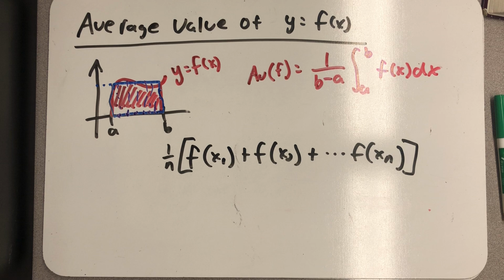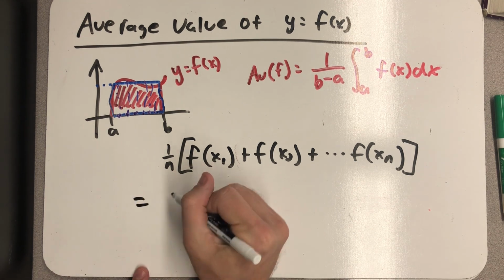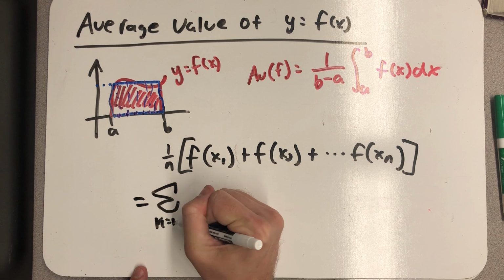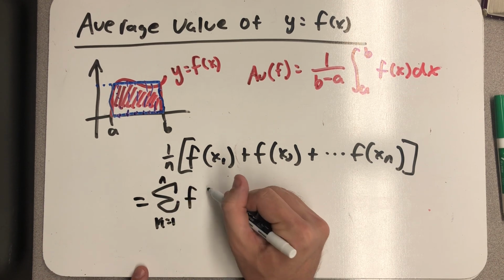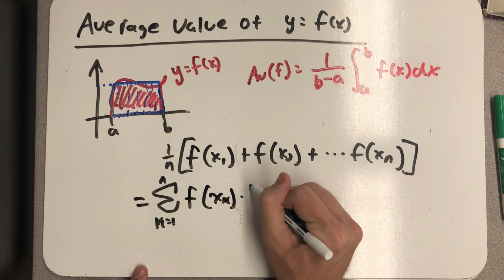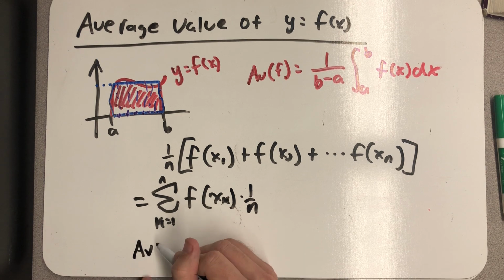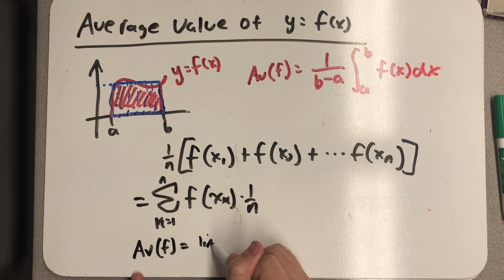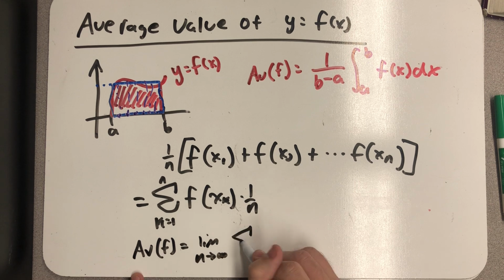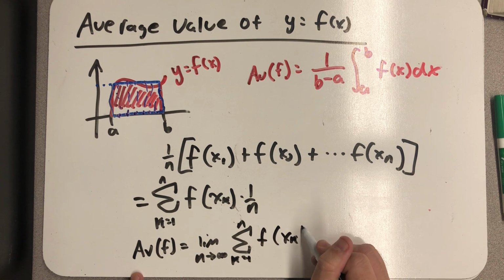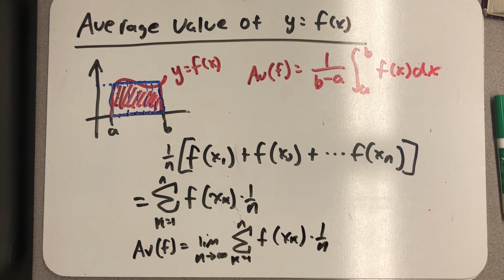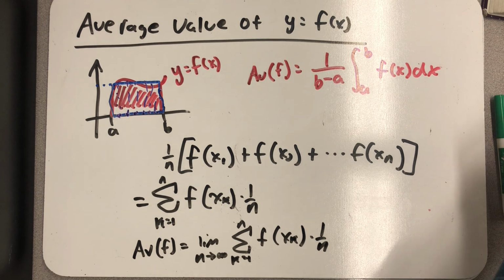And of course, if I take more and more y values in there, I get a better and better estimate for the true average value. Well, this is a sum from 1 to n of f of x sub k times 1 over n. And that would approximate the average value. But it should tend towards the actual average value if I take a limit as n approaches infinity. And this is starting to look an awful lot like a Riemann sum. It's not quite a Riemann sum yet because it doesn't have a delta x in it. So I want to figure out how to get a delta x in it.